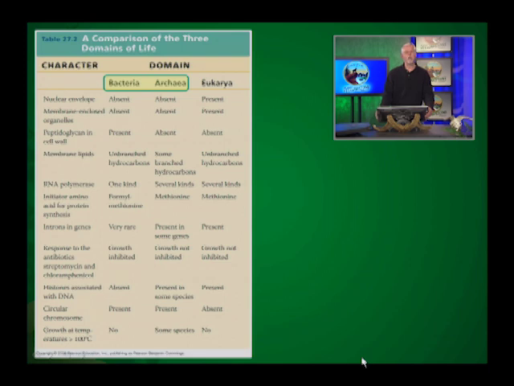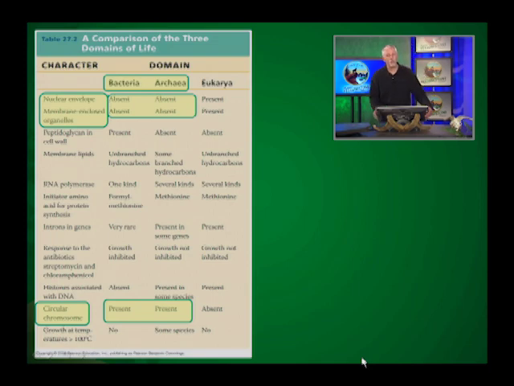When you look at the bacteria and the archaea, they do share some characteristics. They lack a nuclear envelope of any kind. They lack membrane-bound organelles. They're both very small. They also have a circular chromosome. They also will have smaller loops of DNA called plasmids. So these are all prokaryotic characteristics.